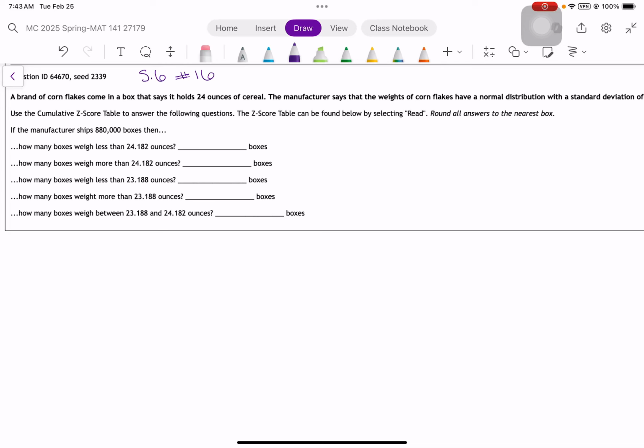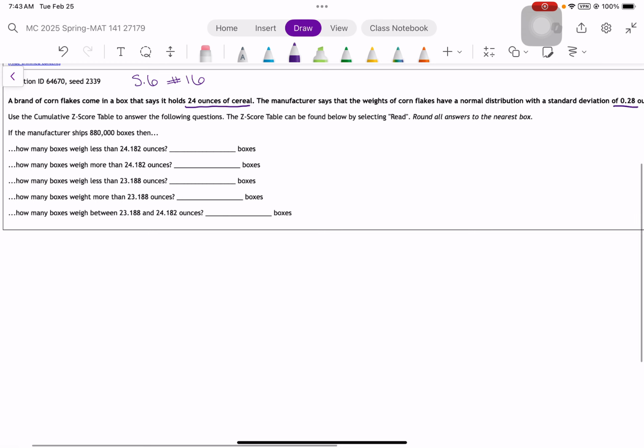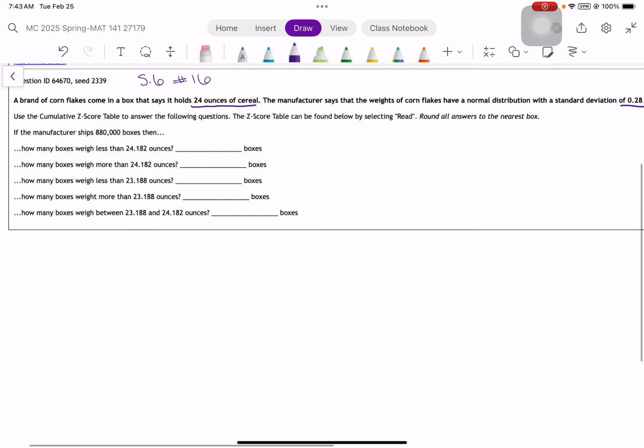All right, I want to make you a video about this question, which is from S6, number 16 on more. A brand of cornflakes comes in a box that says it holds 24 ounces of cereal. The manufacturer says that the weights have a normal distribution with a standard deviation of 0.28 ounces. Use a z-score table to answer the following questions. The z-score table can be found by selecting read. Round all answers to the nearest box. If the manufacturer ships 880,000 boxes, then how many boxes? And then it asks all those questions.